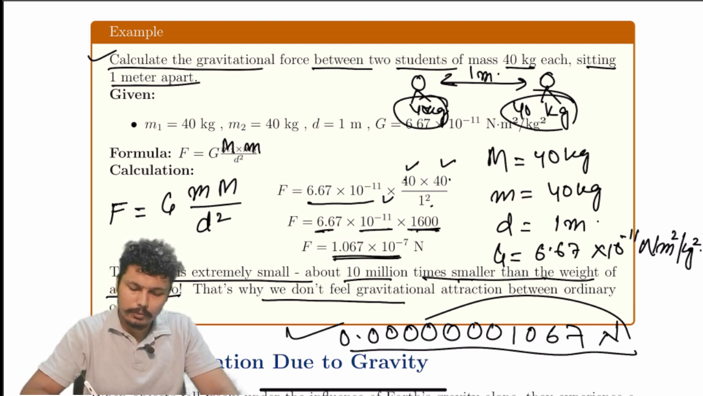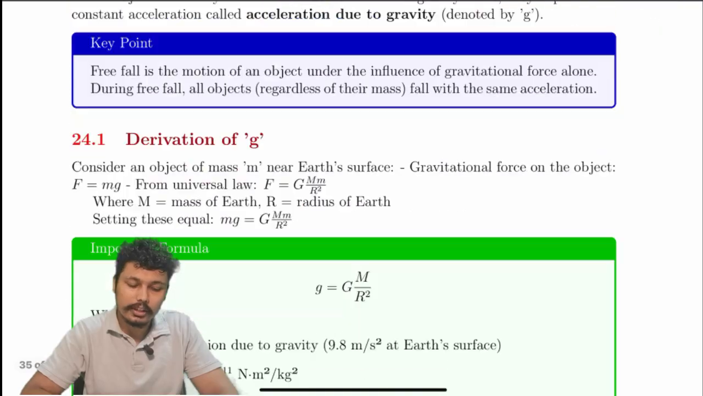It is 0.00000001067 Newton. It is very small. That's why you are not attracted. And you know how to calculate it now.